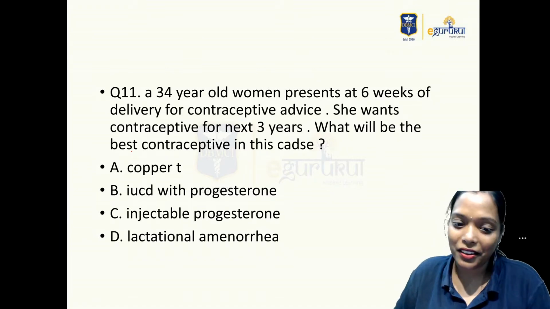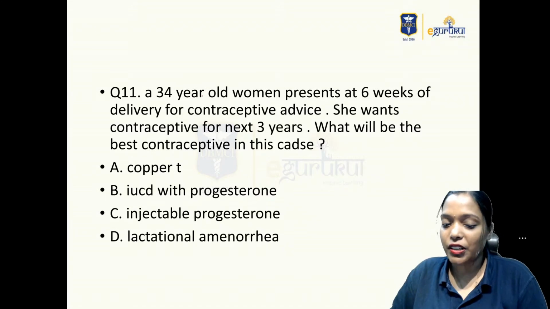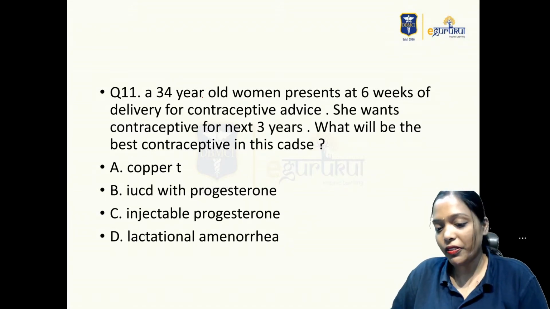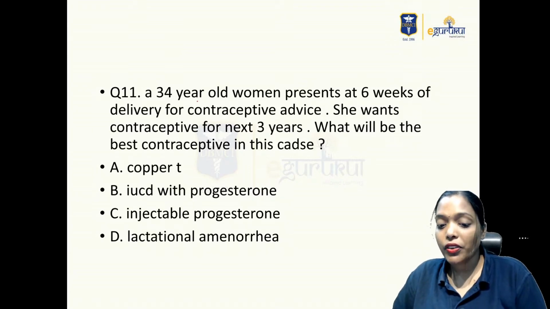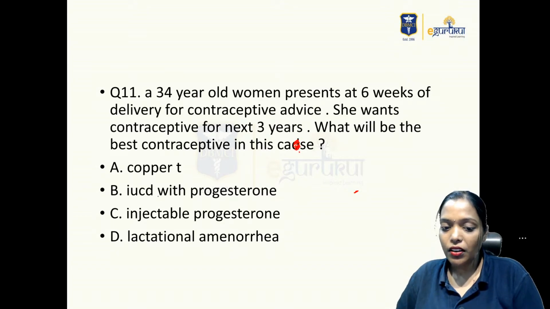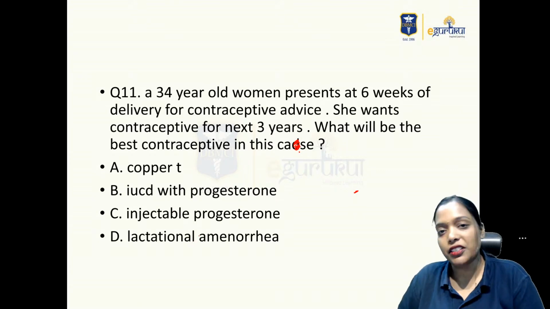Very good. I'm happy. So, a 34-year-old woman presents at 6 weeks of delivery for contraceptive advice. She wants contraception for the next 3 years. What will be the best contraceptive in this case? Copper T, IUCD with progesterone, injectable progesterone, lactational amenorrhea.